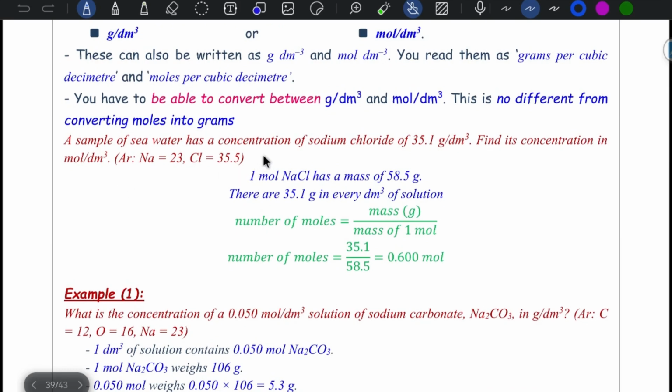A sample of seawater has concentration of 35 gram per cubic decimeter. Find the concentration in mole per cubic decimeter. From gram to mole, divide by Mr. So 1 mole, 58.5 Mr. So 35.1 divided by 58.5, it will give 0.6 mole.